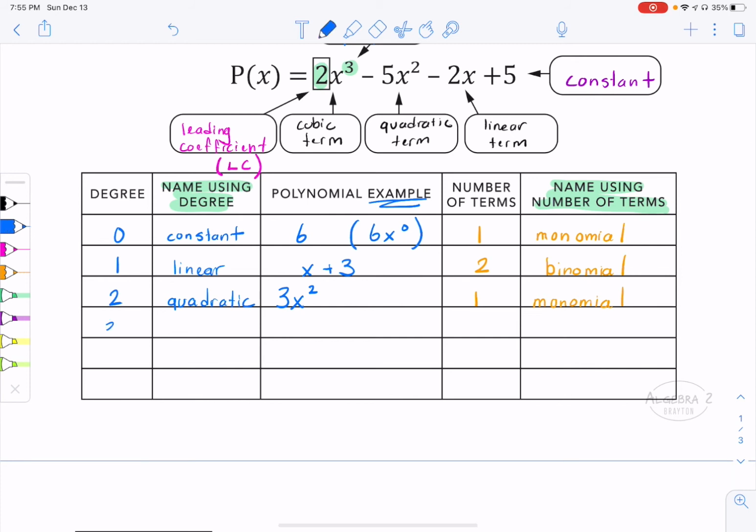Next, we're going to look at a degree of 3, which is called a cubic function. And my example for a cubic function could be 2x cubed minus 5x squared minus 2x. And in this case, we have 3 terms. 3 terms is called a trinomial.